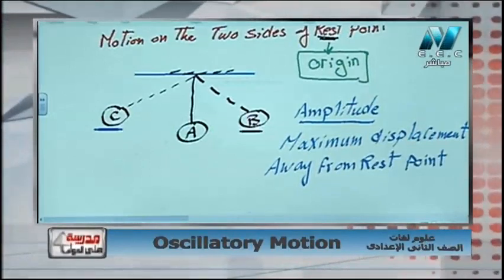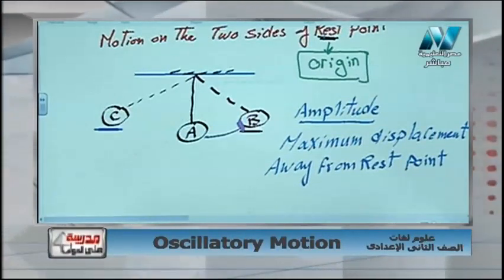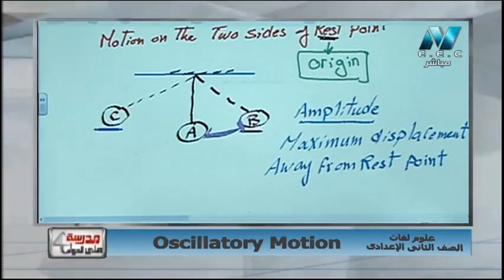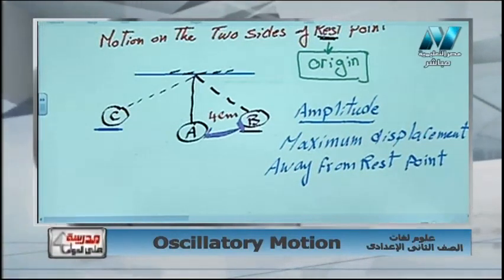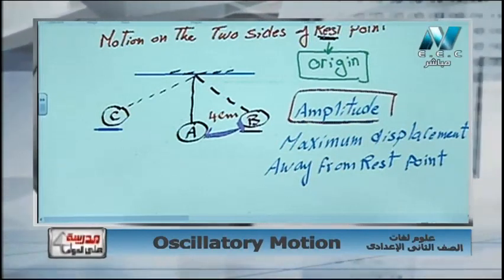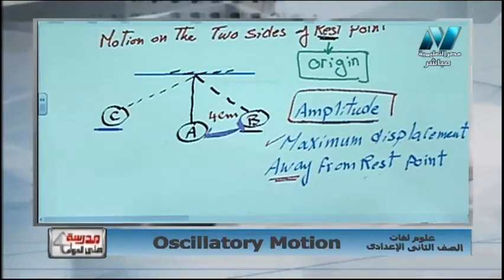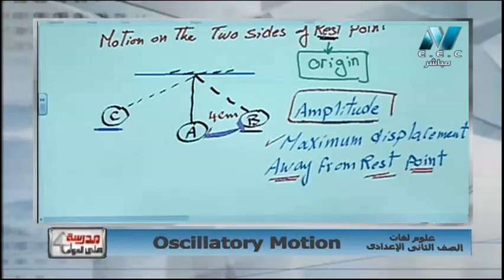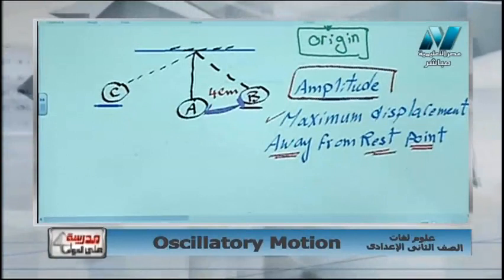So, for example, from A to B the body will stop at B then return back to A again. If this displacement, for example, equals 4 centimeters, then the amplitude here equals 4 centimeters. That is, the maximum displacement away from the rest point equals 4 centimeters. Okay, we have another definition.